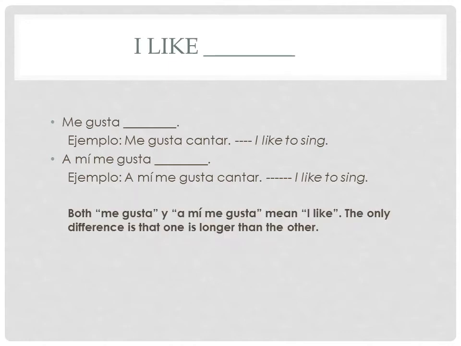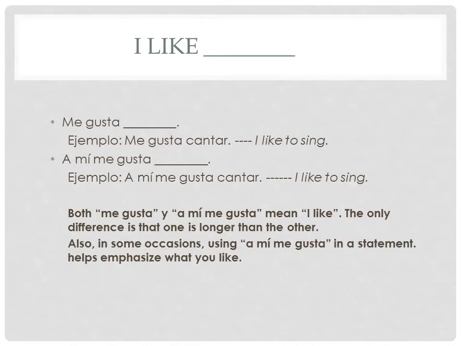So basically, what is the difference? Well, both me gusta and a mí me gusta mean I like. The only difference is that one is longer than the other. Also, in some occasions, using a mí me gusta in a statement helps emphasize what you like to do. Okay? So let's continue.